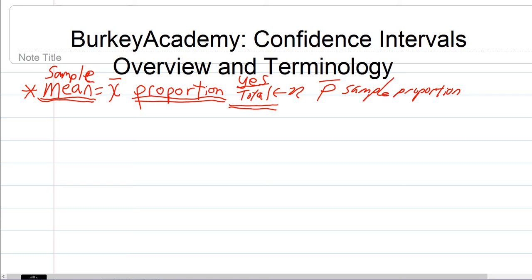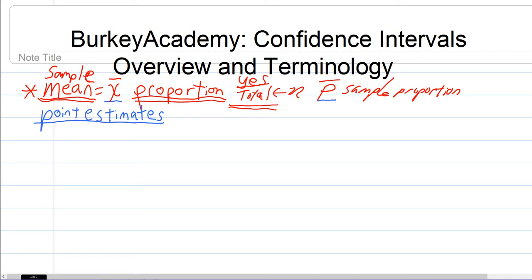Now, it's important to know, what are we doing here? Why did we calculate this average of a sample, or this average of a proportion? Well, what we call these things, the sample mean or the sample proportion, are point estimates. Point estimates. Now, why would we call it a point estimate?